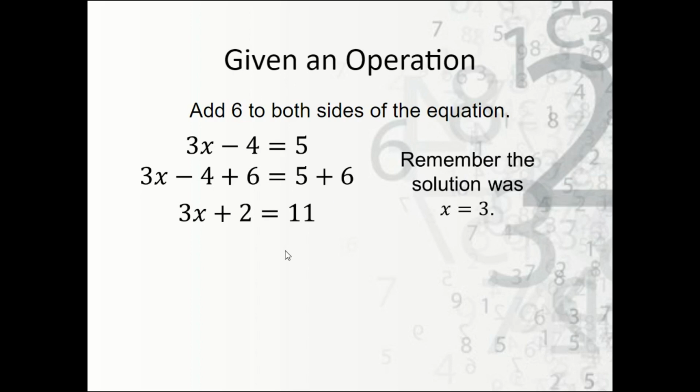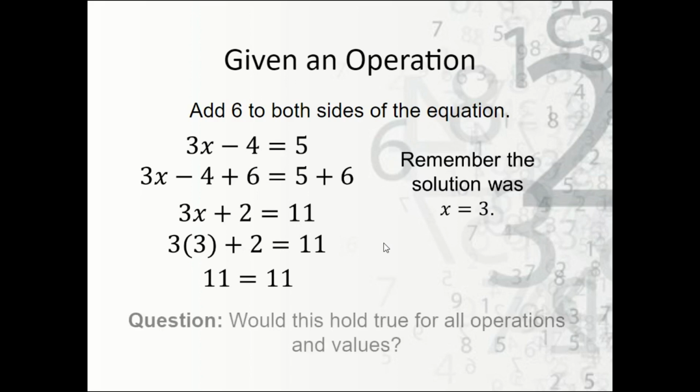Remember that the solution was supposed to be x equals 3, so we want to see if that still holds even after I do this operation. So then I plug in 3. I get 3 times 3 is 9, plus 2 is 11, which is the same. So the solution is exactly the same even though we added 6 to both sides. So as long as I stayed balanced, the equation stayed the same and the answer stayed the same. Now the question is, will this hold true for all operations and values? So is there anything I can do to both sides that will change this and make the answer different?